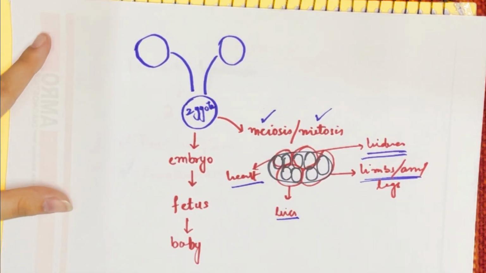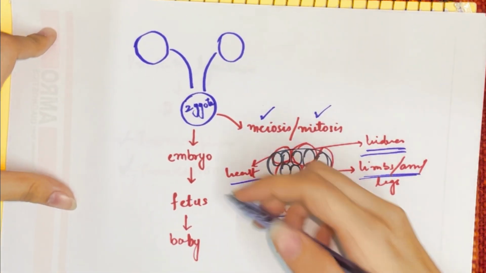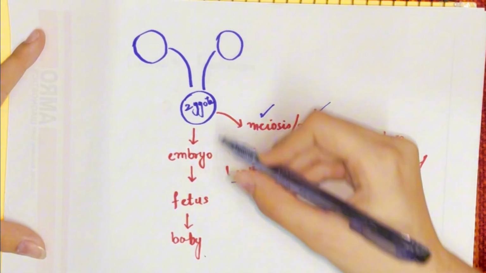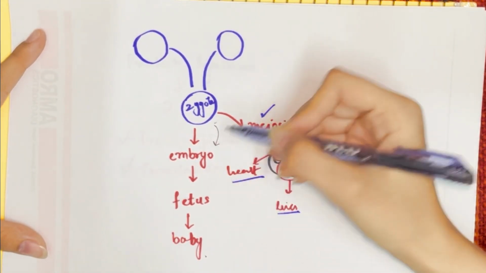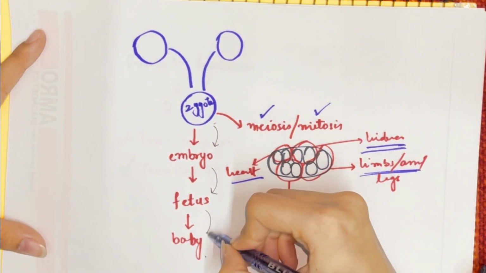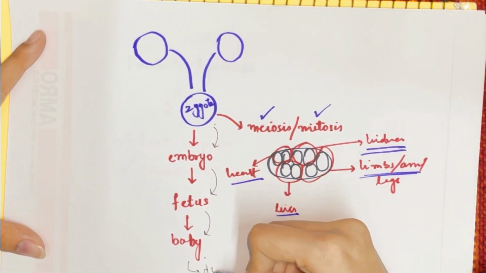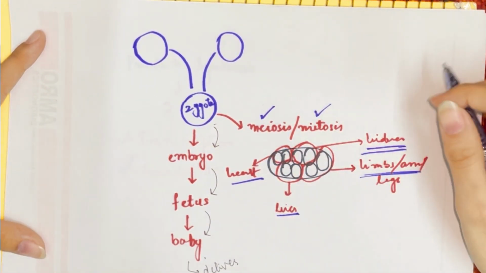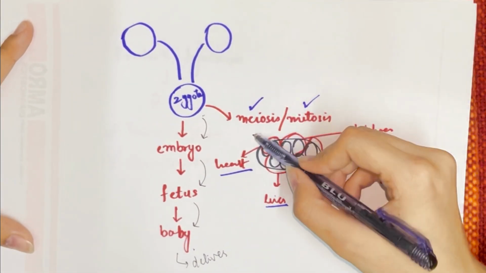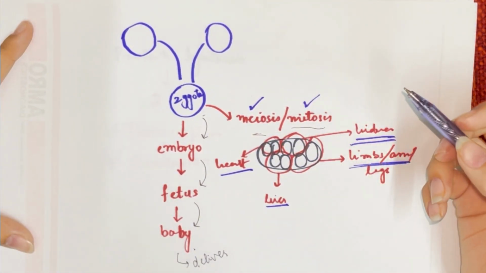We discuss a similar thing over here, how a zygote turns into a baby. So the zygote develops into an embryo, that develops into a fetus, that develops into a baby, and then it is delivered. So this is the process of meiosis and mitosis that I've earlier discussed.